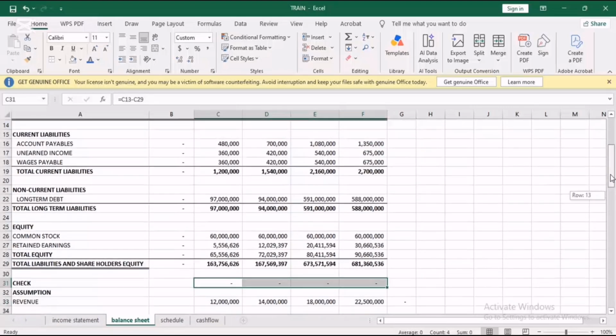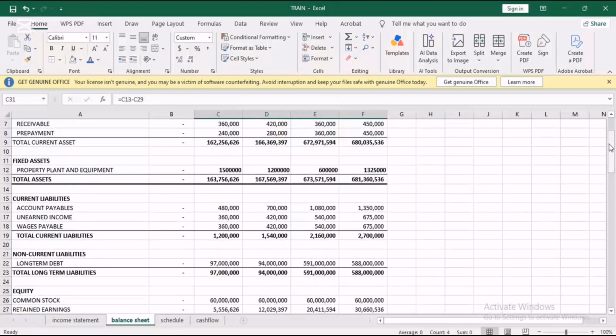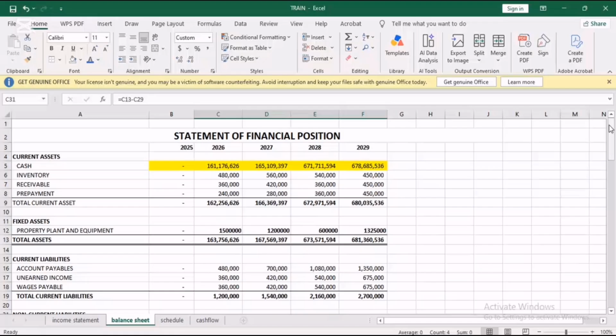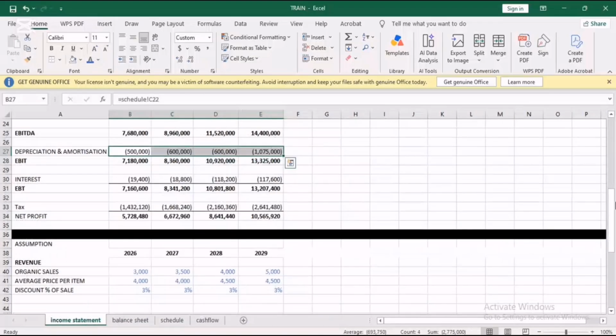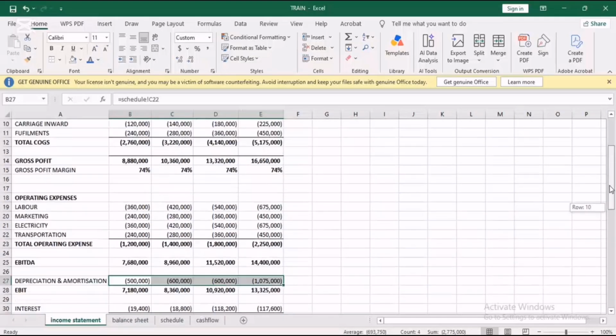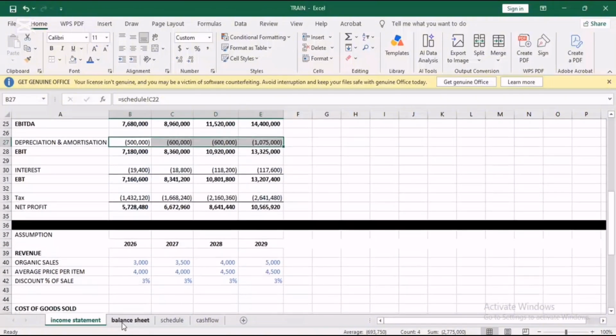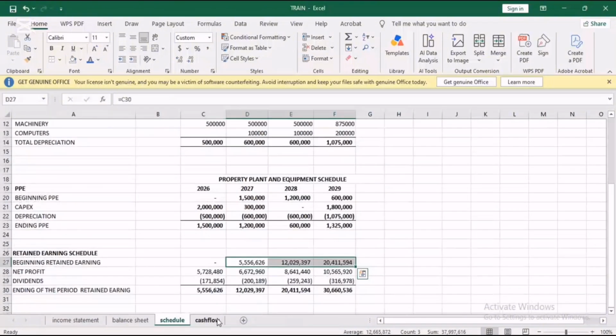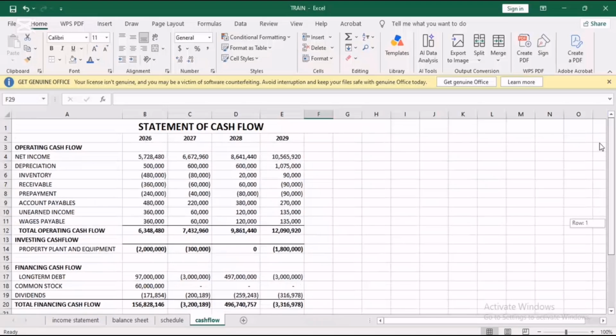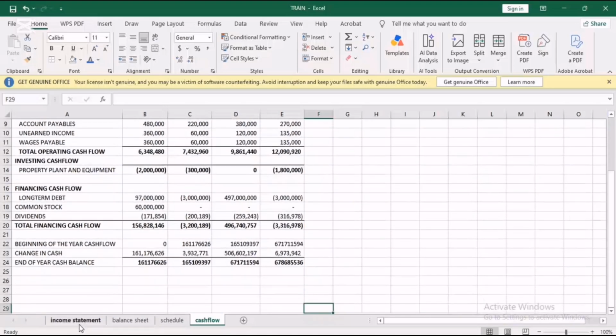Now let's tweak one or two things so that you see how this works, because they are connected. The fact that they are connected means you can decide to try out a whole lot of assumptions depending on what you are projecting for. So let's have everything cleared up: the income statement, the balance sheet, the schedule right up here, and the cash flow as well. Now let's put up some assumptions right here.